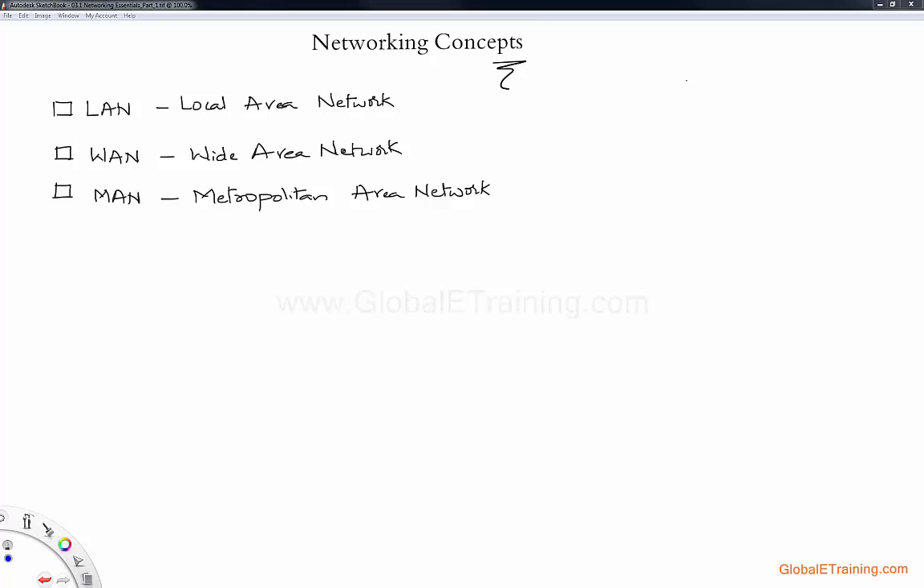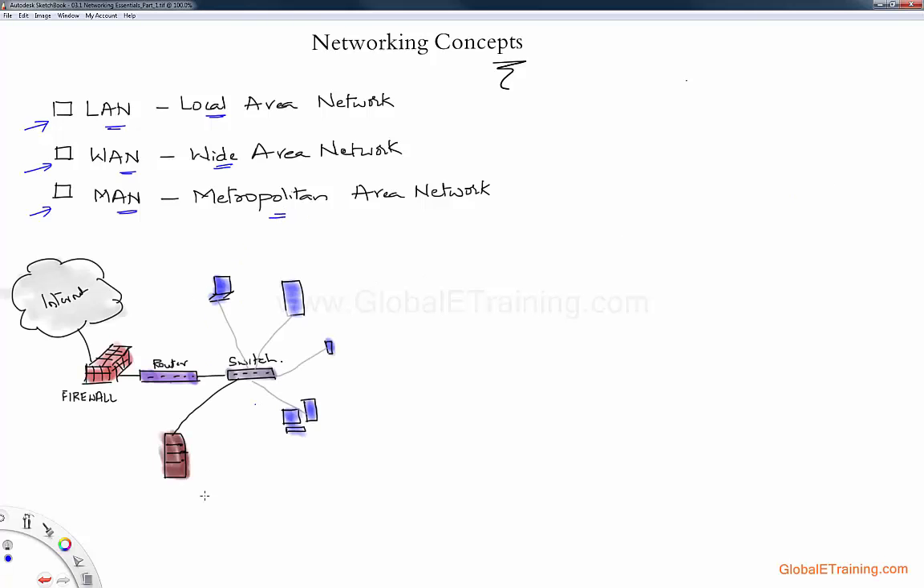Okay, we will look at another three terms that are very popular in networking: LAN, WAN, MAN. LAN is a local area network. It says it's local. WAN is a wide area network. MAN is a metropolitan area network. Now, let's take this picture.